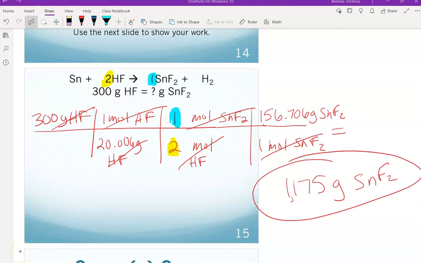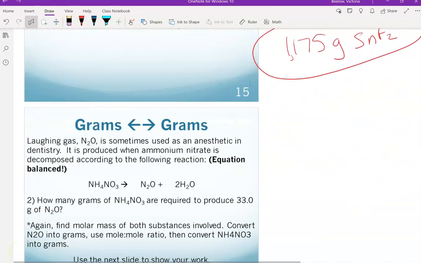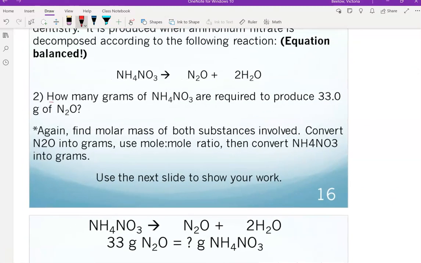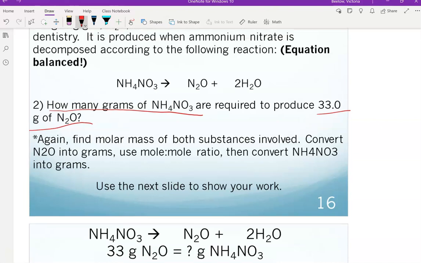All right, let's do another example problem. This one is asking how many grams of NH4NO3, so this would be ammonium nitrate, are required to produce 33 grams of N2O. That's dinitrogen monoxide. Again, in this problem, I'm seeing grams for both substances, so I will have to find the molar mass of both of those substances.